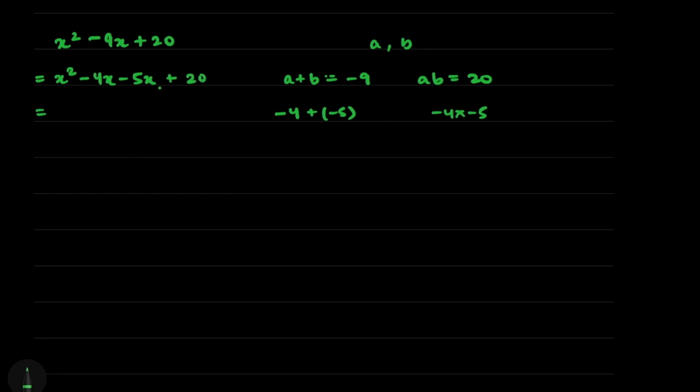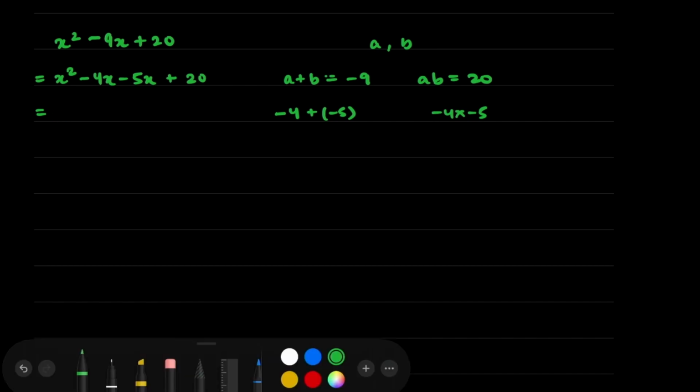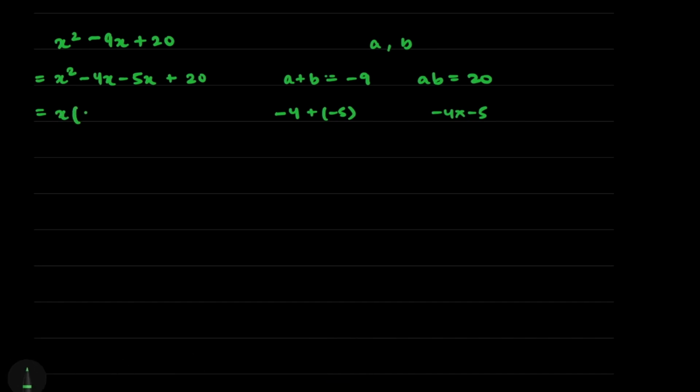We'll take two terms here. In x squared minus 4x, we have a common factor of x, which gives us a quotient of x minus 4. In minus 5x plus 20, we'll take a common factor of minus 5, and this leaves us with a quotient of x minus 4. And that is the same over in this term. So now we can take that as common as well: x minus 4, multiplied by x minus 5. So this is our factorization of the above expression.